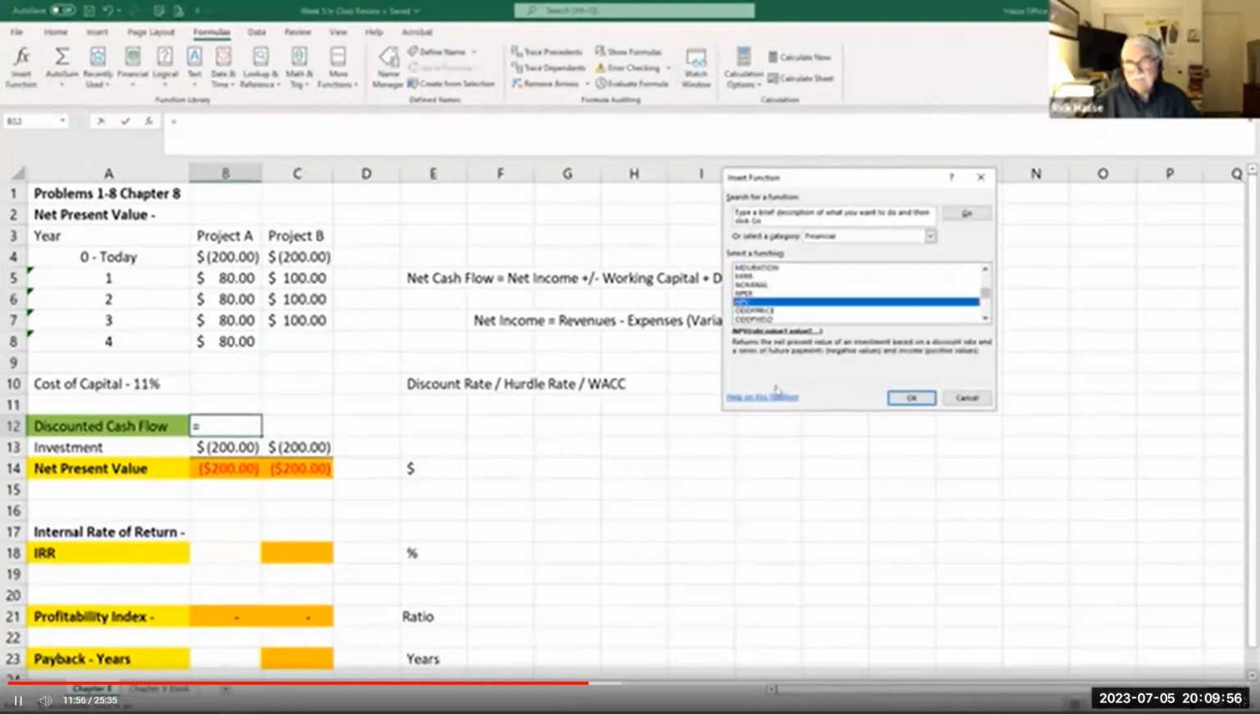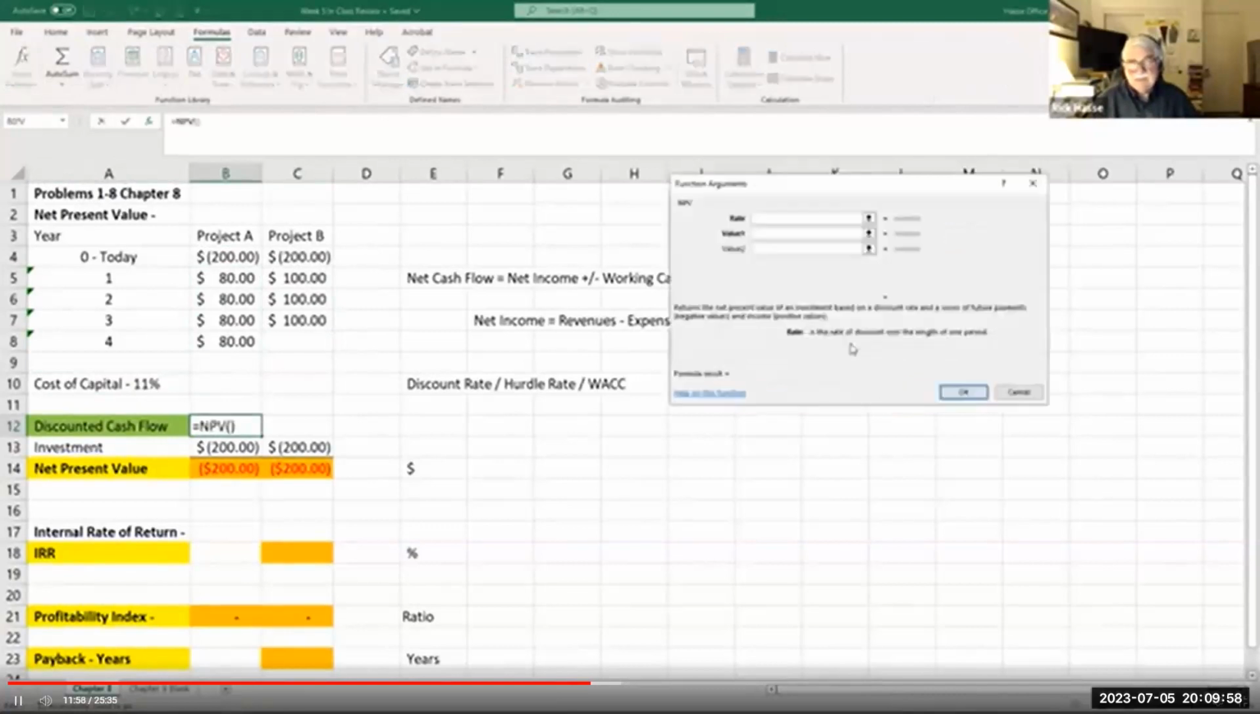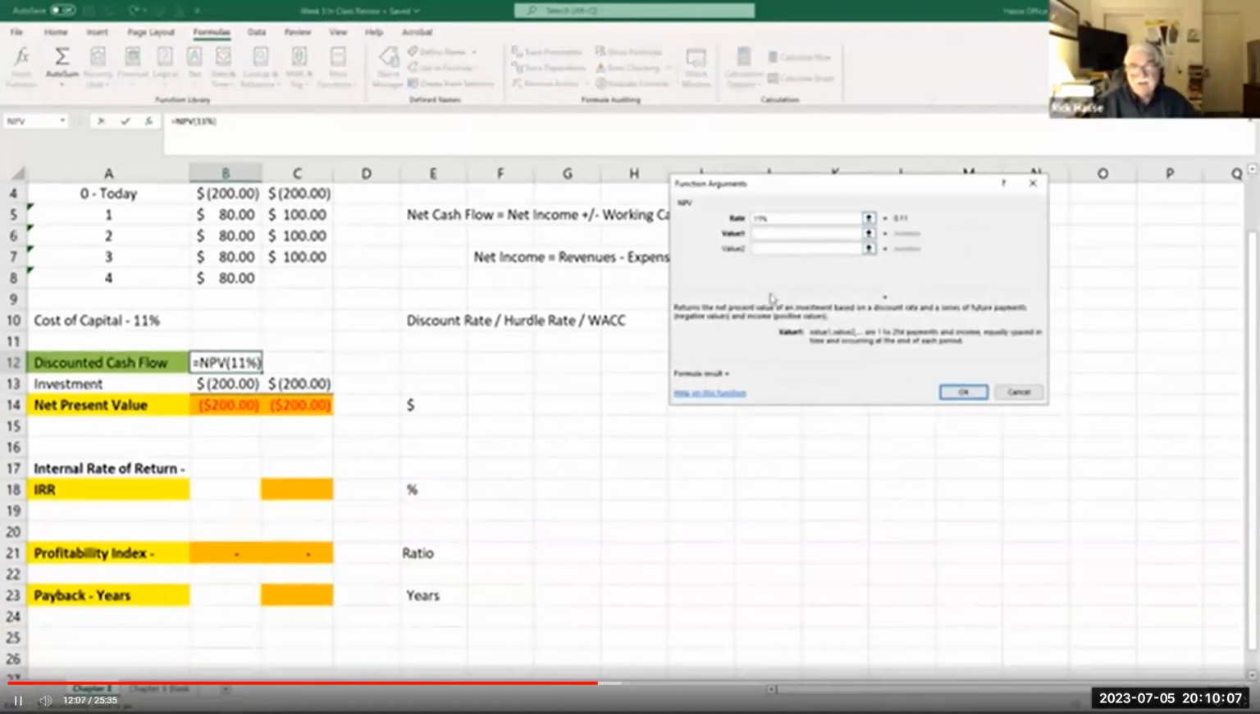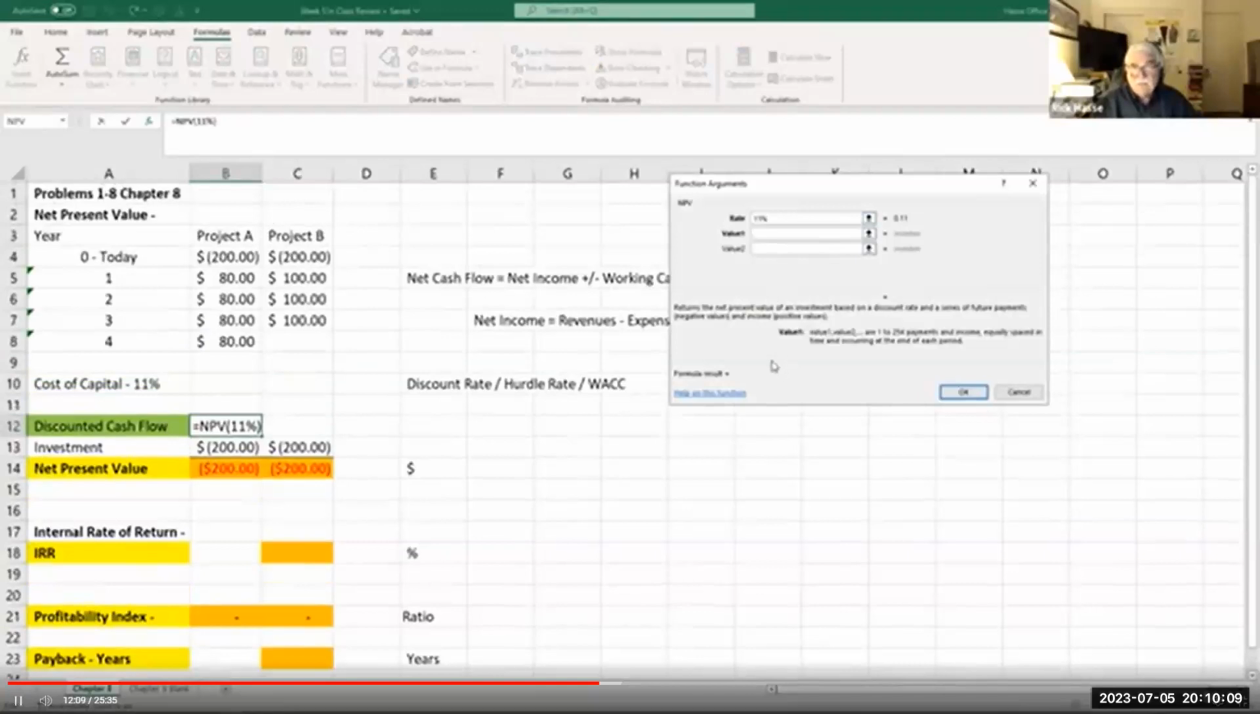There it is right there. Hit OK. It brings up the argument or the way of doing it. The interest rate is the cost of capital, 11%. And the value is the cash flow being generated over the time span. So in value, I just go back to my numbers and paint, from year 1 to year 4. So I'm taking B5 to B8, and it's including all those 4 years of $80 payments.